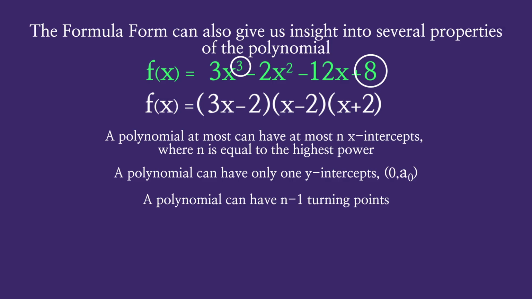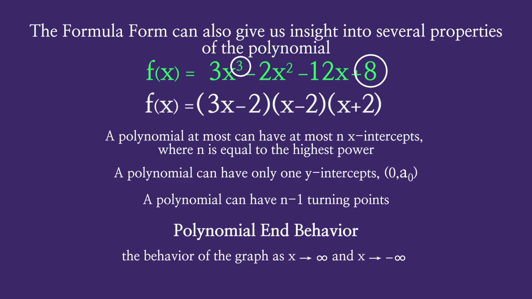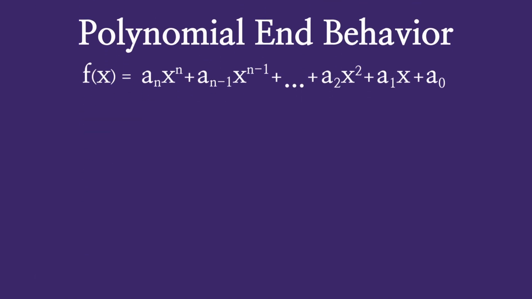Something that is particularly useful is the ability to determine the polynomial's end behavior, or the behavior of the graph as x approaches infinity and x approaches negative infinity. Polynomial end behavior can be discerned from its leading term, where the highest power determines if the end behaviors both reach for the same infinite y or different ones. The sign of the coefficient also has an impact on the orientation of the end behavior.